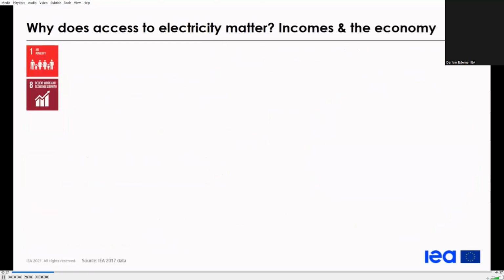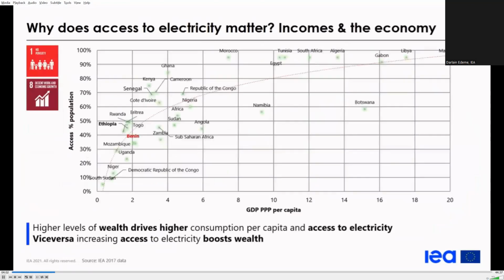Let's detail a bit the relation between energy and incomes and the economy. On this figure, you can see how the share of population having access is expressed as a function of GDP per capita. And there is a strong correlation under this logarithmic curve, which means that higher levels of wealth drive higher levels of consumption per capita and access to electricity, but vice versa, when we increase access to electricity, this has the potential to boost wealth.